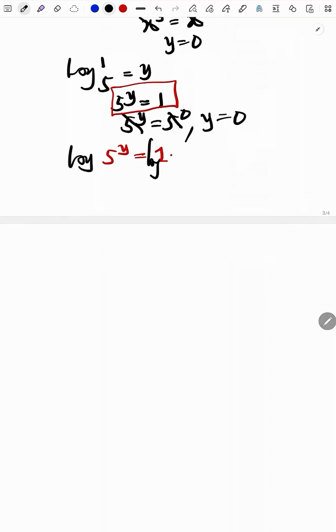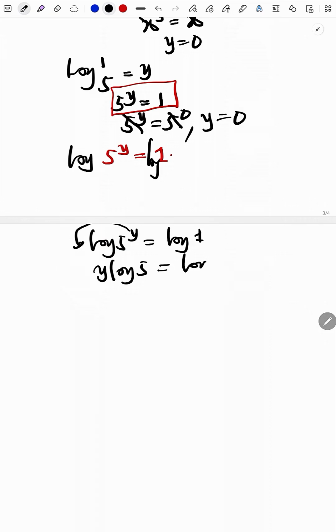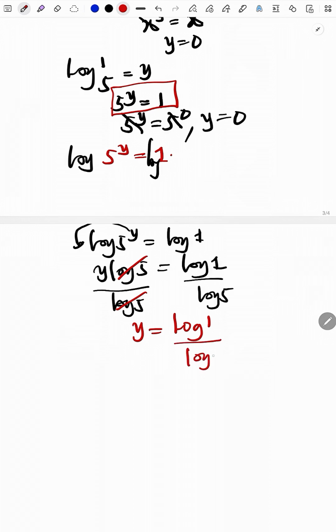Taking log of both sides, let's say we are taking it in natural base. Taking natural base, so we will not specify the base. So this becomes log 5 raised to power y is equal to log 1. Now what next? Power law happens here. So our y goes to the back to become y log 5 is equal to log 1. So at this junction, what do we do? We are dividing both sides by log 5. Dividing both sides by log 5 cancels log 5. We're left with what? y is equal to log 1 all over log 5.